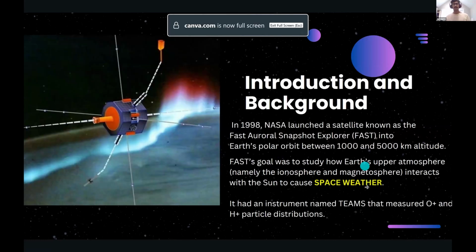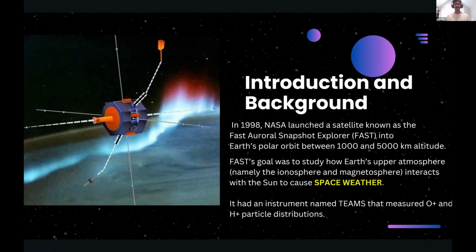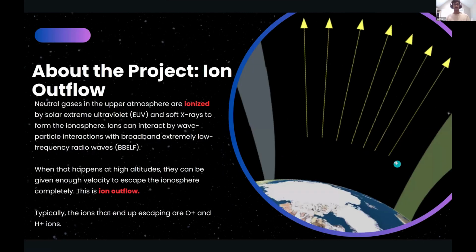So in 1998, NASA launched a satellite called the Fast Auroral Snapshot Explorer, or FAST, into Earth's polar orbit. Its goal was to study how Earth's upper atmosphere interacts with the sun to cause space weather. It also had an instrument on it named TEAMS. And one of the things it studied was ion outflow, which happens in the ionosphere.